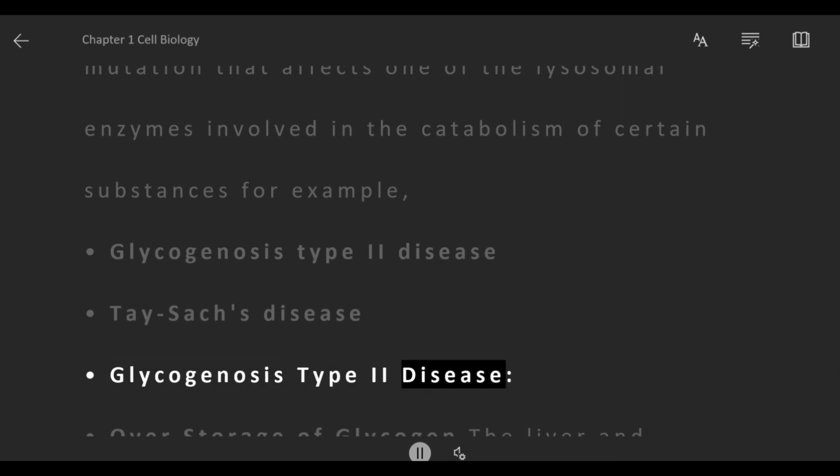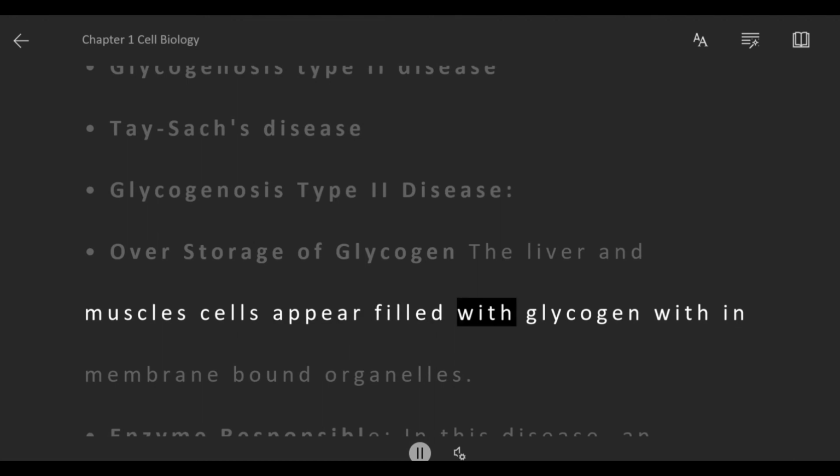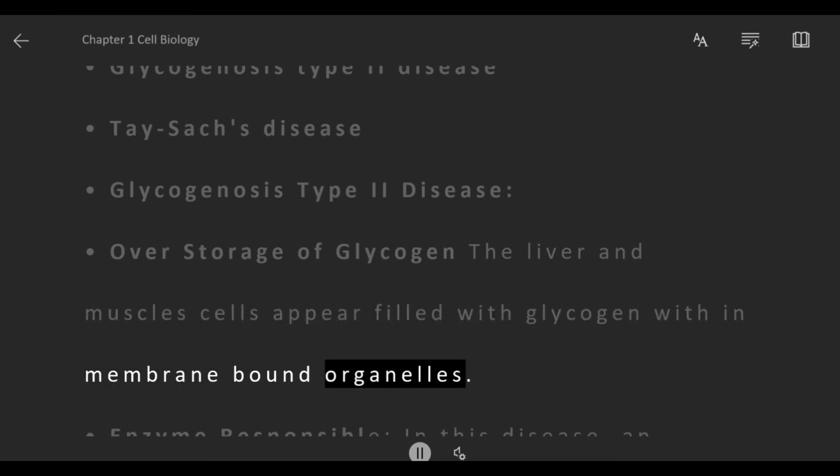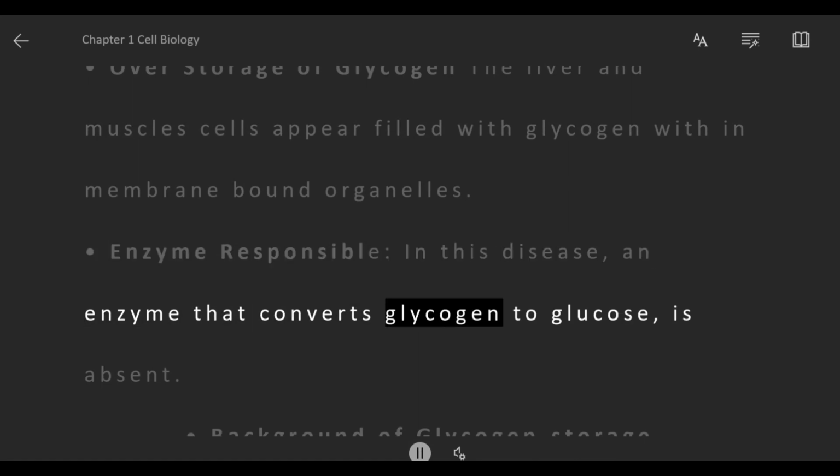Glycogenosis type 2 disease: overstorage of glycogen. The liver and muscle cells appear filled with glycogen within membrane-bound organelles. Enzyme responsible: in this disease, an enzyme that converts glycogen to glucose is absent.